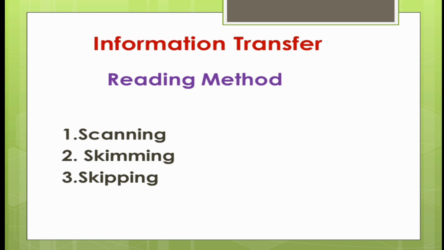Well, now the reading method. Dear students, you all know to read a passage properly, you have to follow certain rules. The 3 methods, as you can see, are scanning, skimming and skipping. These 3 methods are very important when you are reading a passage. They will save your time. They will help you to get the main idea from a passage. So you have to follow these three methods. Well, dear students, after completing the passage, what to do?